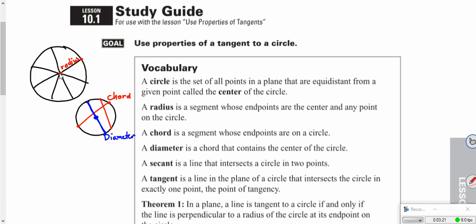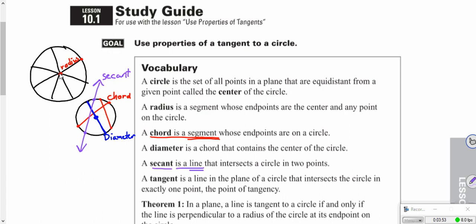So let me point out the difference here. A chord is a segment. A secant is a line that intersects a circle in 2 points. So this would be a secant. A secant is a line that goes through a circle and intersects it in 2 points. So the difference between a chord and a secant: a chord is a segment, a secant is a line.